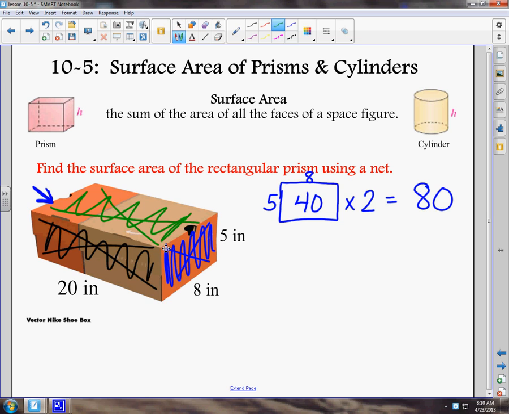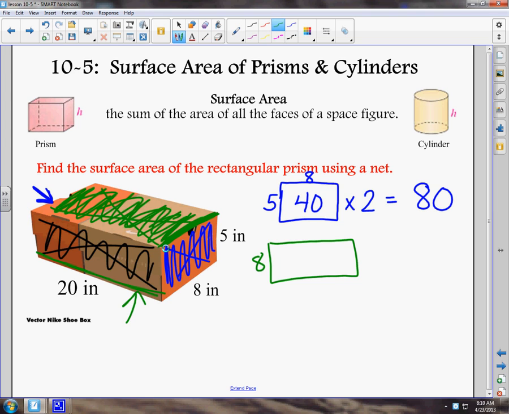Okay, and then if I did the green, that's my top, but I also have a bottom that's the exact same size. If I want to find the dimensions of the green, I look and see how long this side right here is. Well, that's 8, and then this long side is 20. So I have 8 times 20, which is 160 for my top, and then I have to times that by 2 because I have a bottom also, so that's 320.